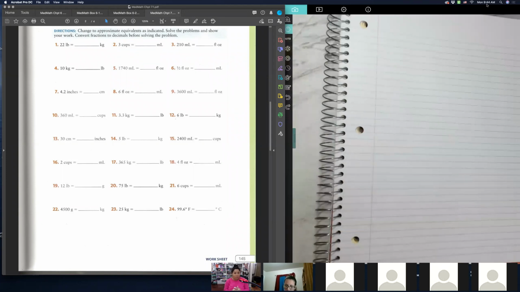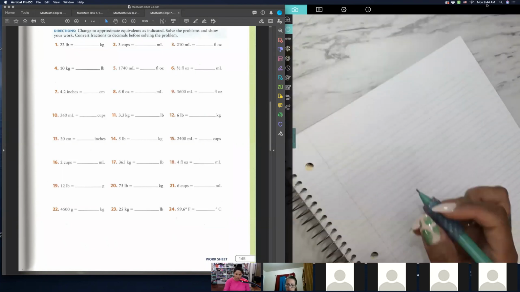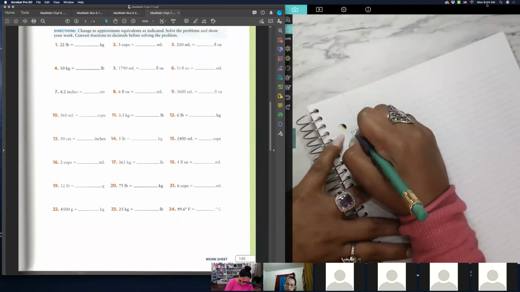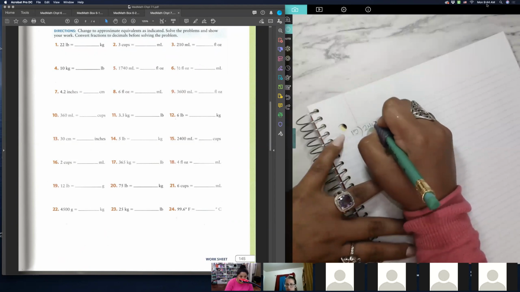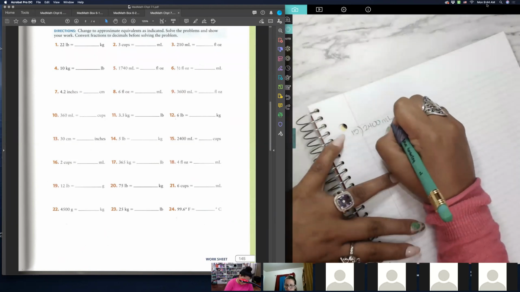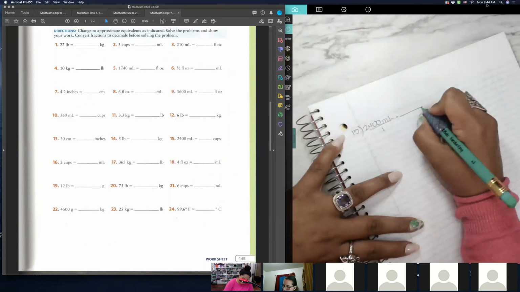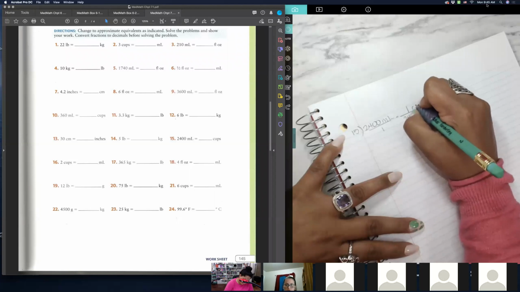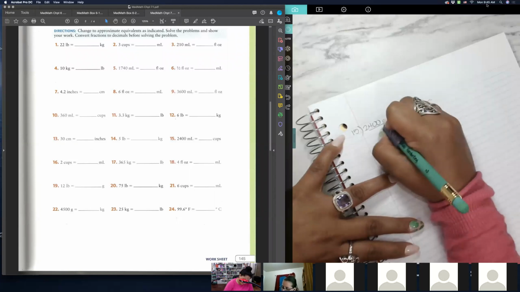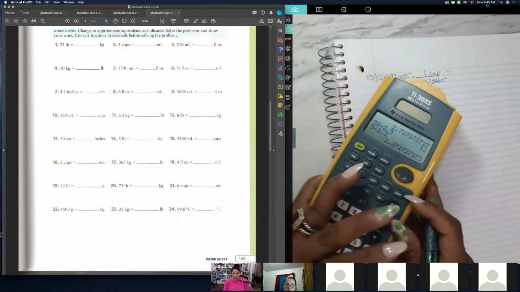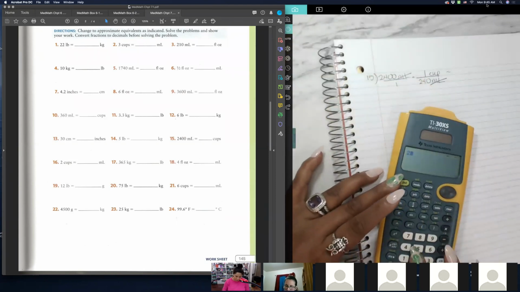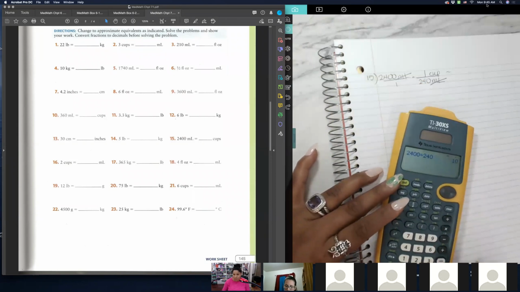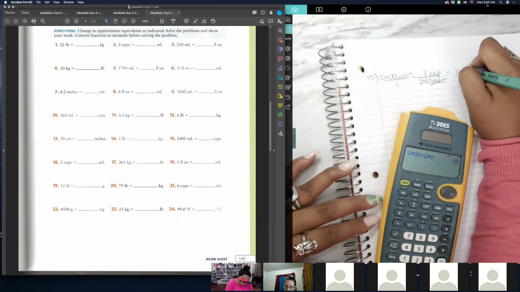Now number 15, we're converting 2,400 milliliters to cups. So remember, there's 240 milliliters in 1 cup. Our units of milliliters will cancel, and then you can just do 2,400 divided by 240, and that's going to give you 10 cups.